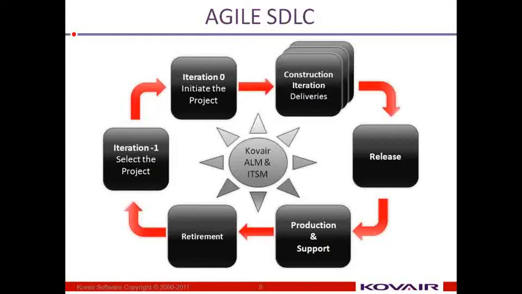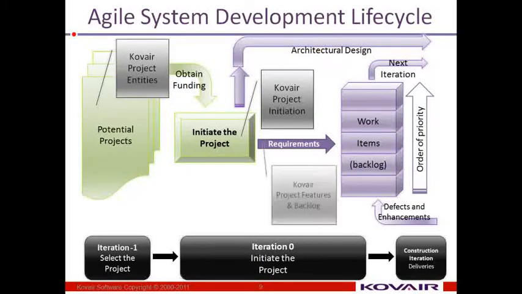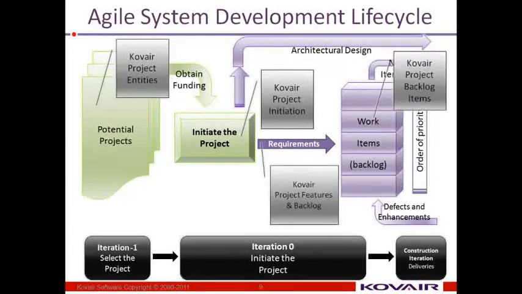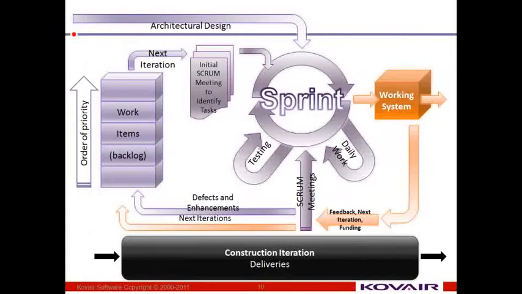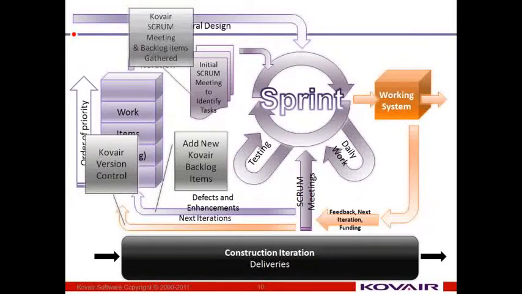So if we look at a typical Agile system development lifecycle, then Kovair will manage entities, Kovair will do the project initiation, Kovair will allow you to track your project features and backlog items, and Kovair will allow those backlog items to be released for things like sprints. So once again, leading into a sprint, Kovair will manage the backlog items and add new ones. Kovair will allow you complete versioning control. Kovair will manage your Scrum meetings and the backlog items that are gathered, both existing and new.